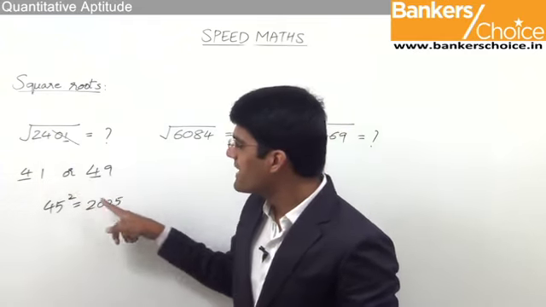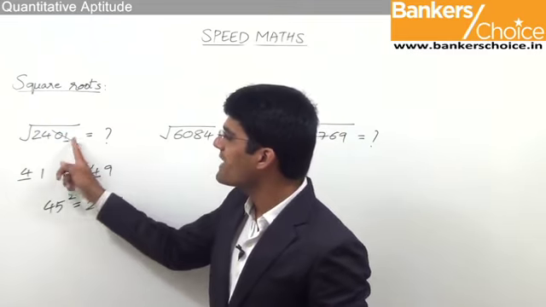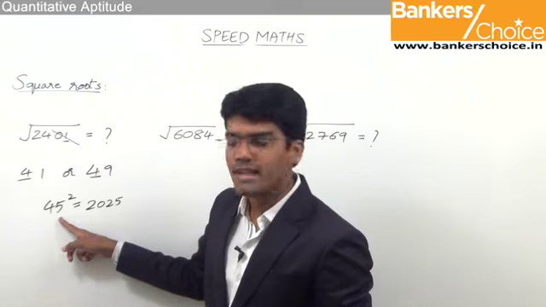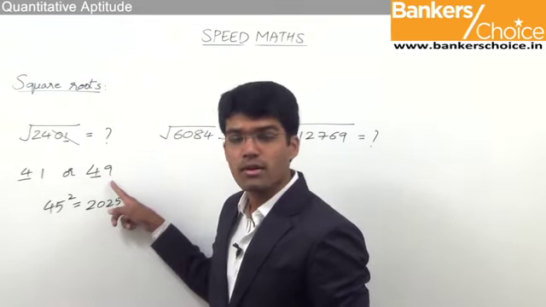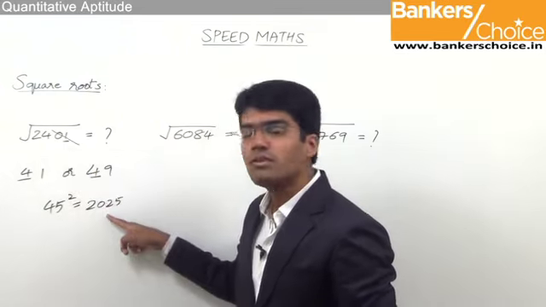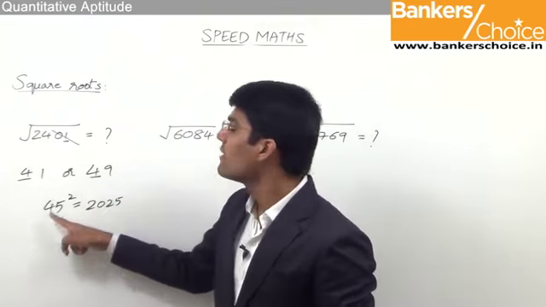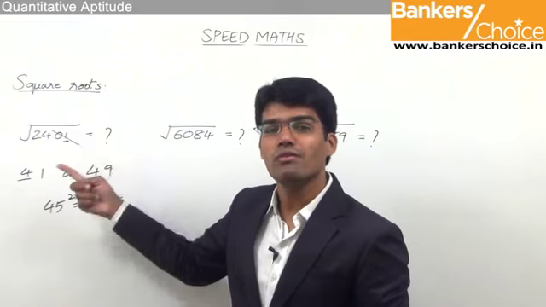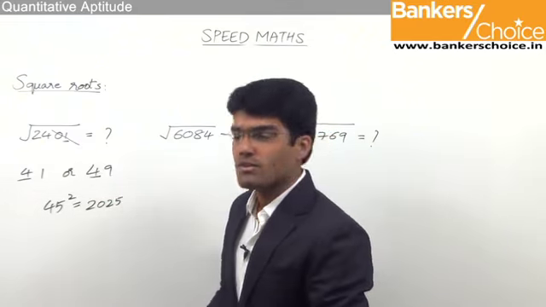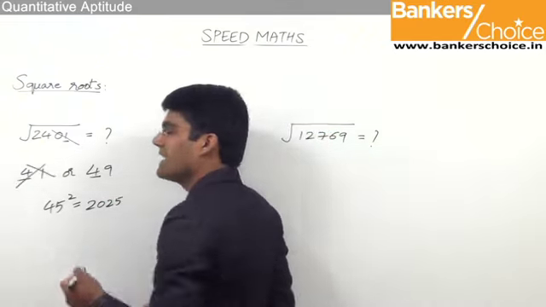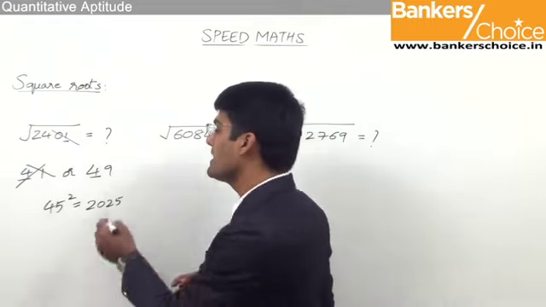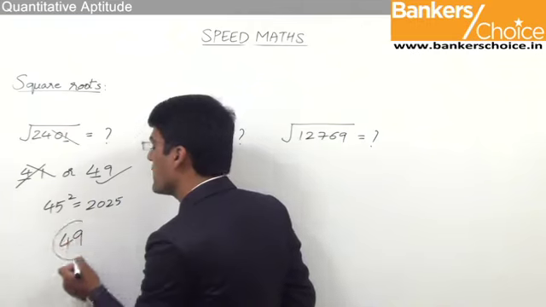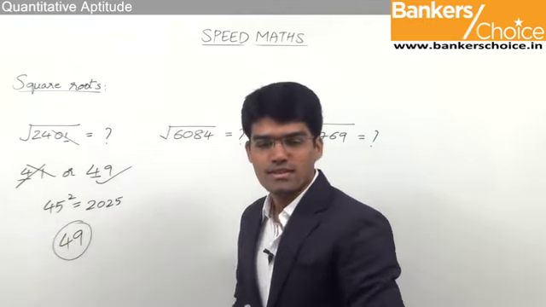If this number is greater than 2025, it is obvious that square root of this number should be greater than 45. So answer here has to be 49. Why? Because the number given is more than 2025. That means it is more than 45 square. If this number is more than 45 square, its square root will be more than 45. So 41 here is less than 45. That is the reason it is ruled out. And we can now say that the correct answer is 49. So 49 is the square root for 2401.